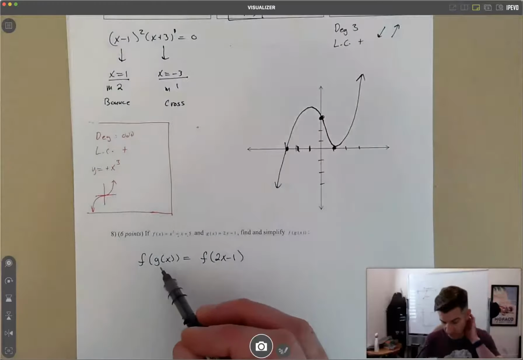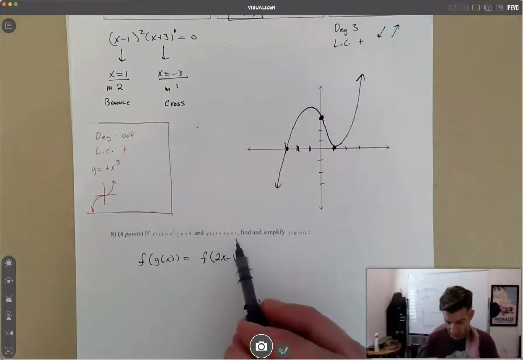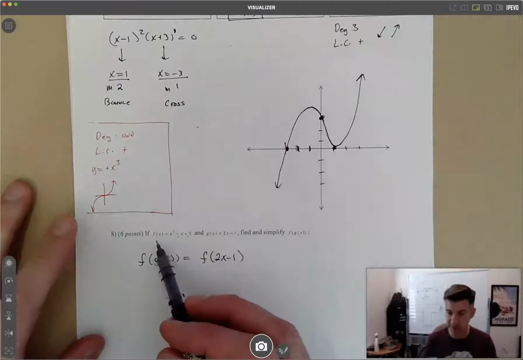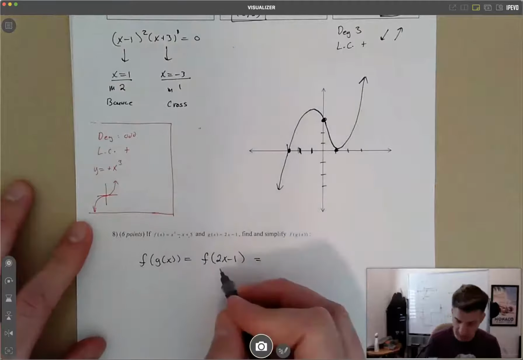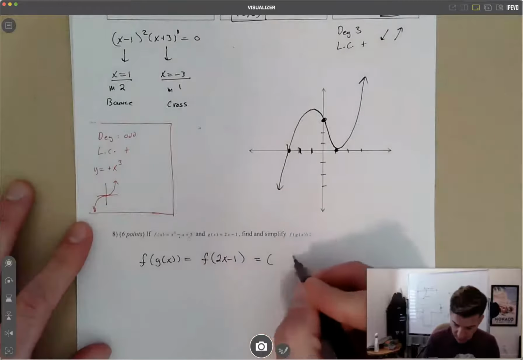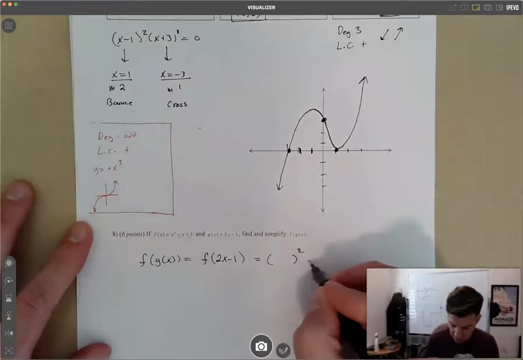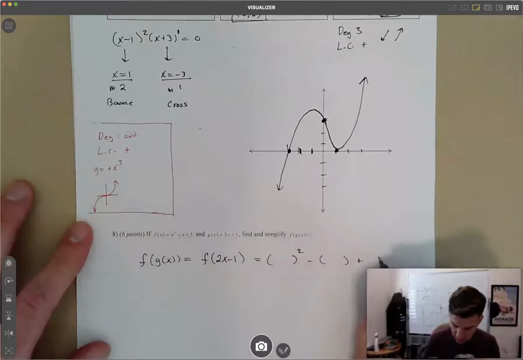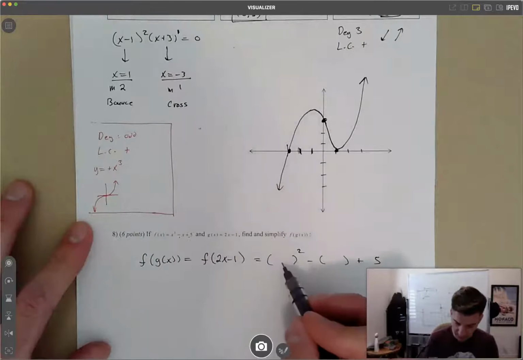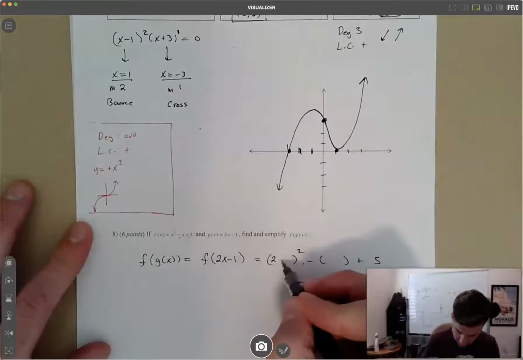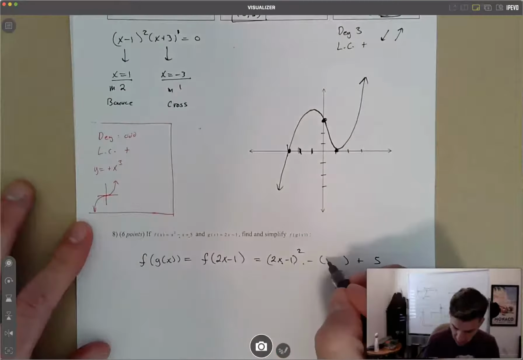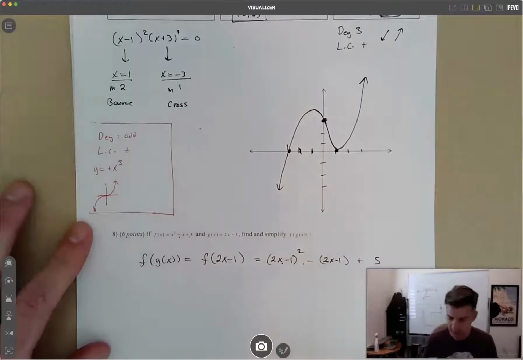For f of g of x equal to f of 2x minus 1, we're now going to say, well, f of x is x squared minus x plus 5. And then we're going to replace the x's with 2x minus 1. So we're going to get that squared minus that plus 5. But instead of it being x squared minus x plus 5, it's going to be 2x minus 1 squared minus 2x minus 1 plus 5.